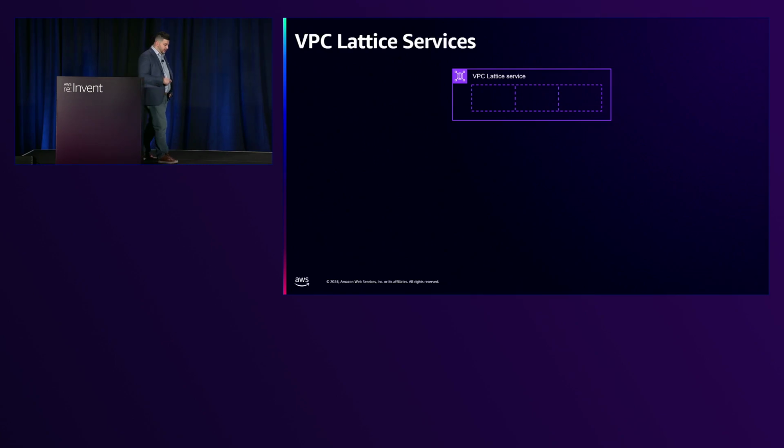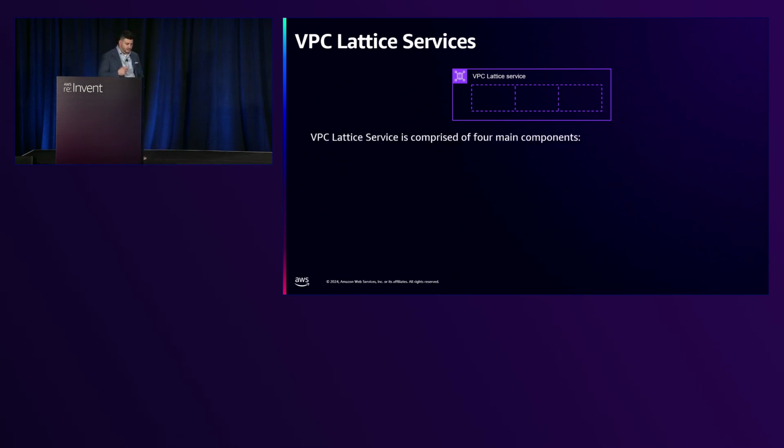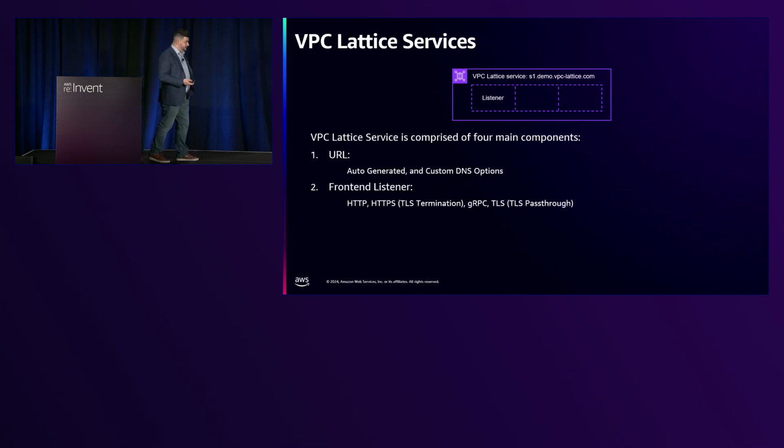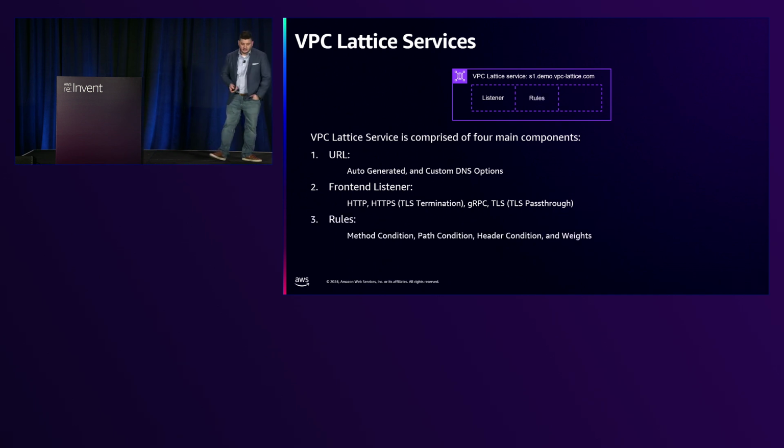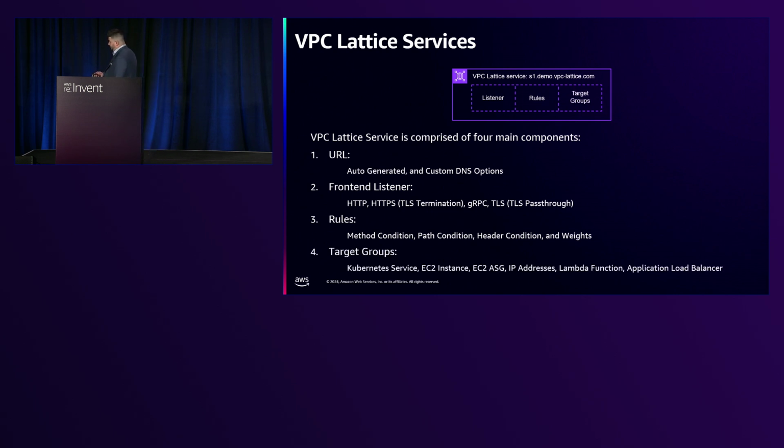Before we talk about some exciting announcements, we're going to take a deeper dive on services and service networks. A Lattice service has 4 components. A URL is the first component. Second is a listener, and this is where you define ports, protocols, how clients connect. Third are rules, routing rules effectively, where to emit invokes to the Lattice service. And lastly, target groups.